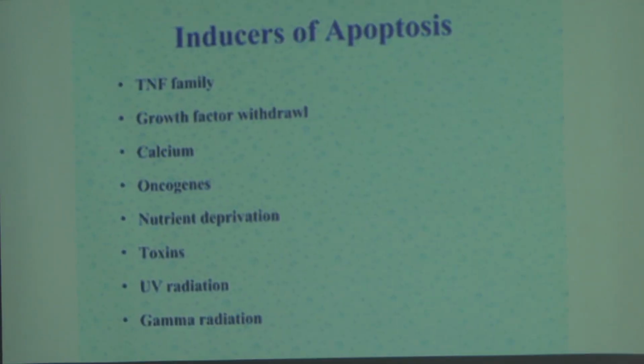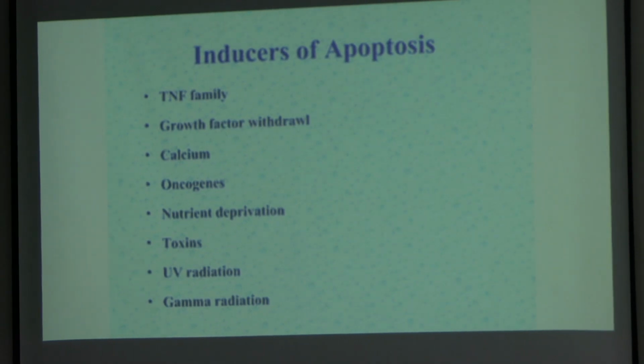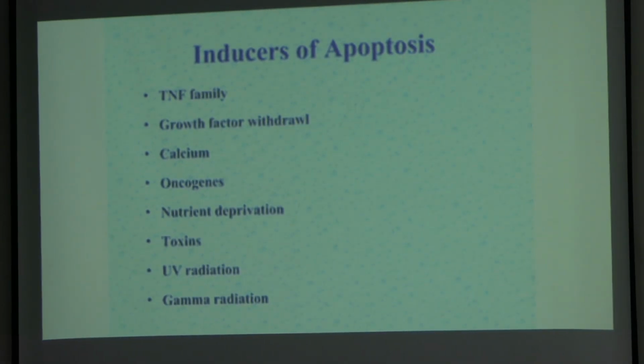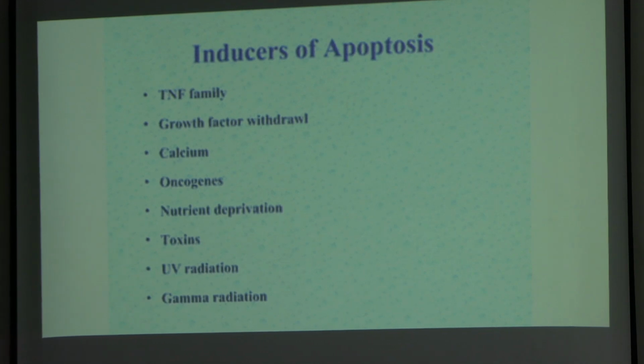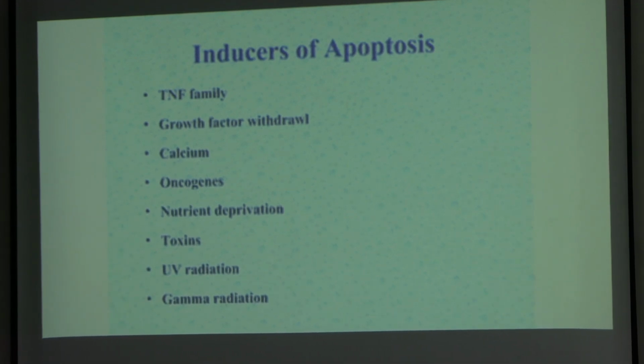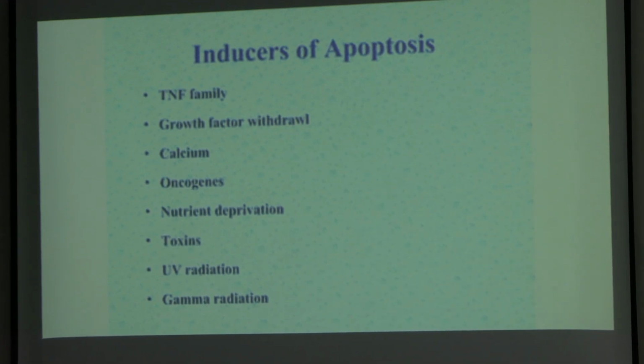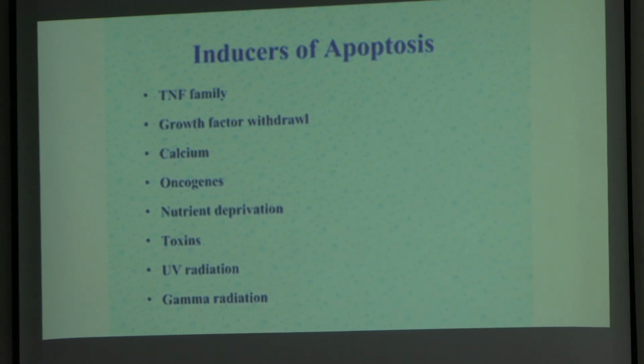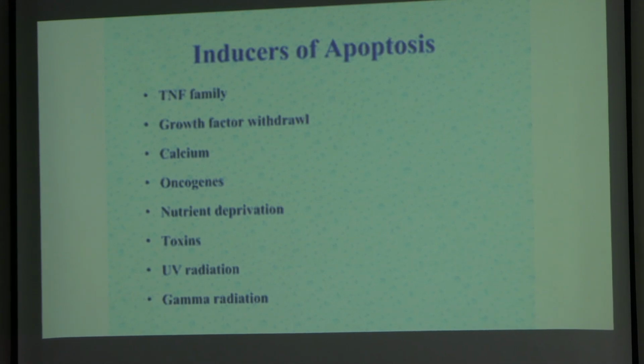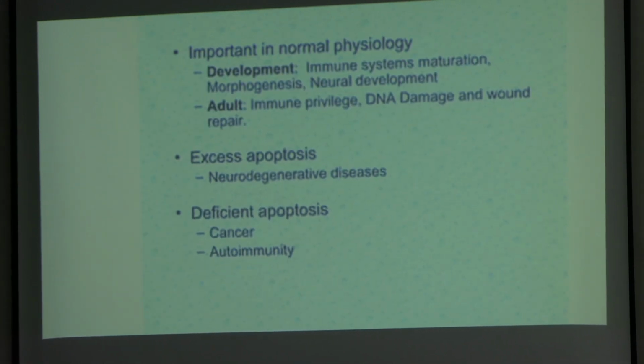Who are the inducers? These are the factors that can induce apoptosis: DNA damage, growth factor withdrawal, calcium, excess oncogenes. Oncogenes are cancer producing agents. Also nutrient deprivation, toxins, UV radiation, gamma radiation. So these may induce apoptosis.